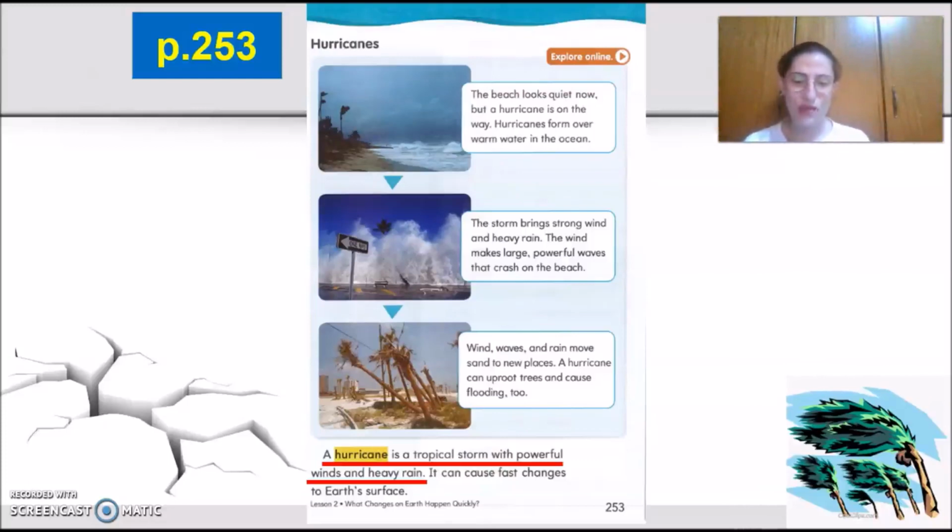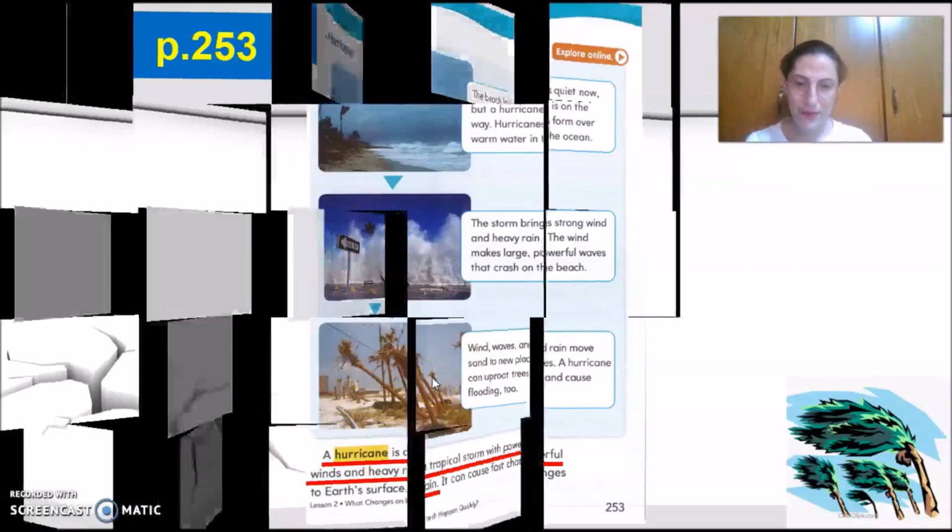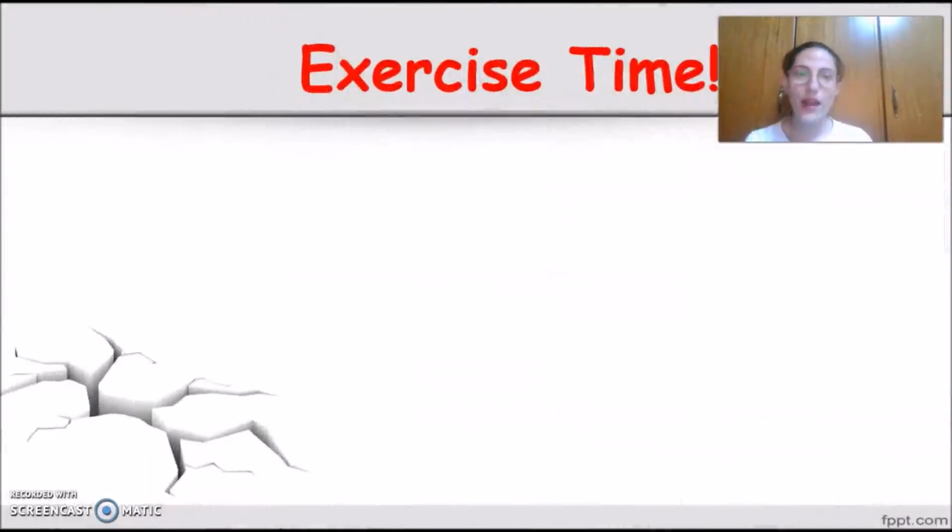Great. So it has really powerful wind and heavy rain. The powerful wind will create really large, huge, powerful waves that will crash onto the beach or onto the shore, okay? And what will happen? Also, the wind, waves, and rain will move the sand to new places. And also, the really strong wind can uproot and take out the trees and move them to other places. And also, it could cause flooding. Clear so far? Great.